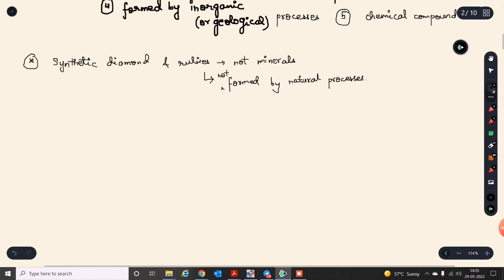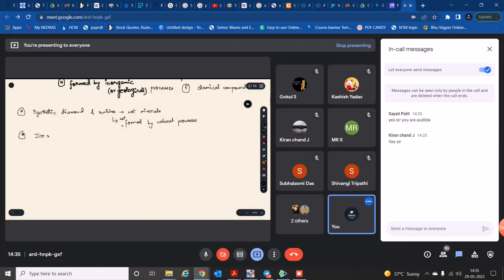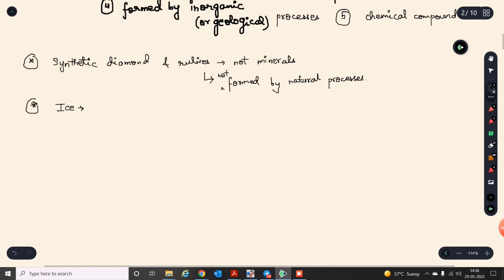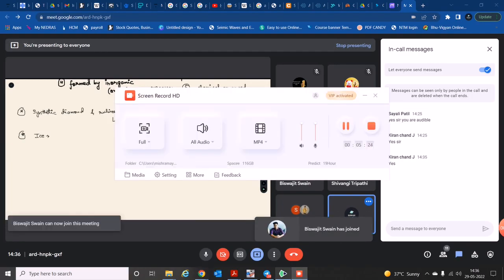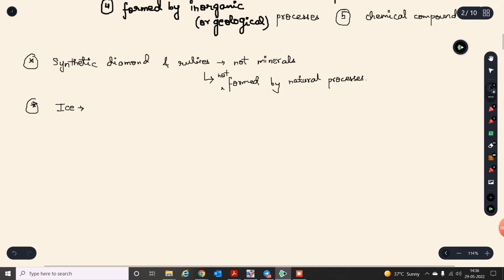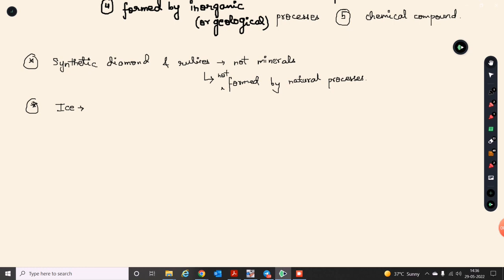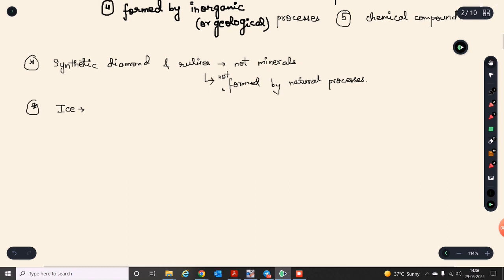Ice, is ice a mineral or is it not a mineral? What is ice? Is it a mineral? Anyone? Yeah, right. So basically, ice is a mineral, but its liquid phase, that is water, is not a mineral. All right, ice is a mineral since it justifies all the 5 points that we have discussed above to be a mineral.